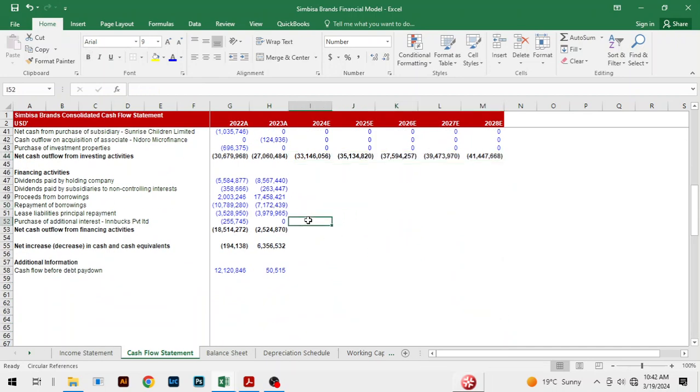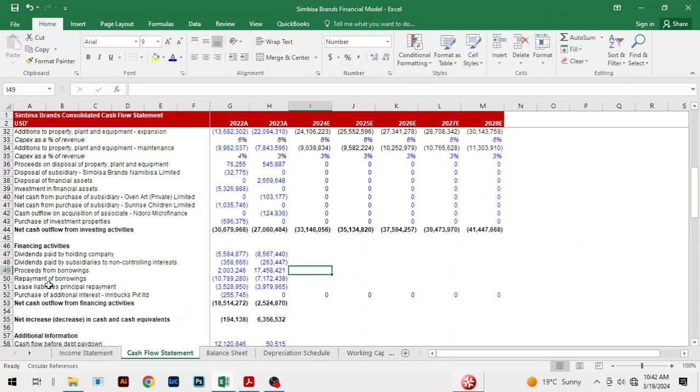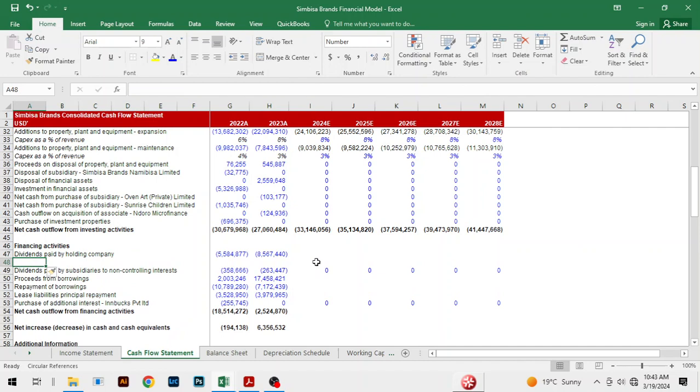And here purchase, this one we just put as 0, and then proceeds from borrowings, repayments, lease, these ones we just leave at 0. Then dividends paid by subsidiaries, dividends paid by subsidiary to non-controlling interest. This one is a difficult one to project. For now we are just going to project dividends paid by holding company.